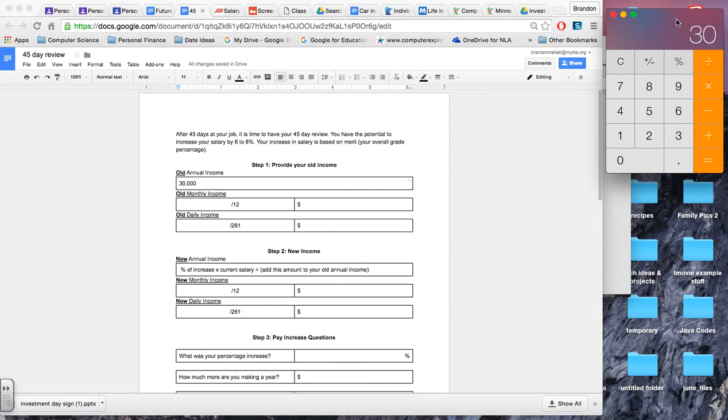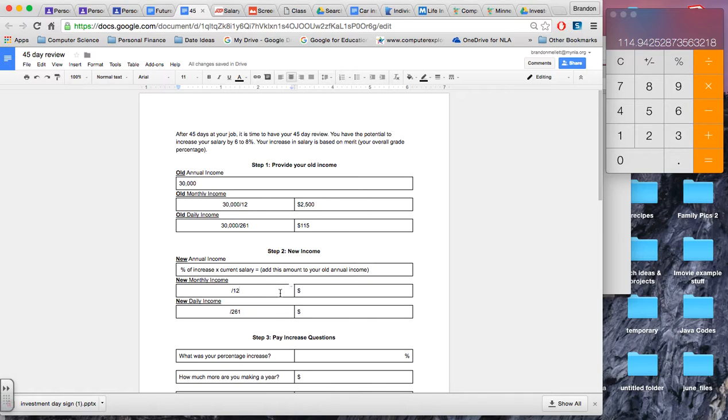Then I could figure out what that would be per month, which would end up being $2,500. Let me write this down here so you can see it. And then what is my old daily income? So I could take 30,000 divided by 261, and I'm going to round it up here, it is 115 per day. So that is my old information.